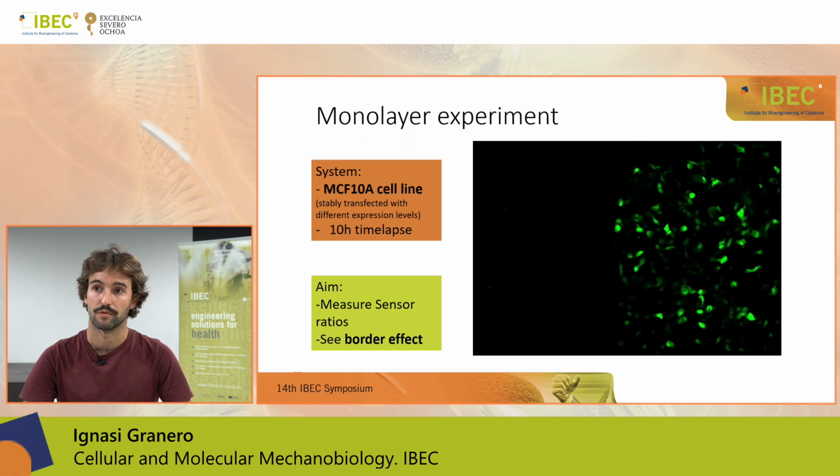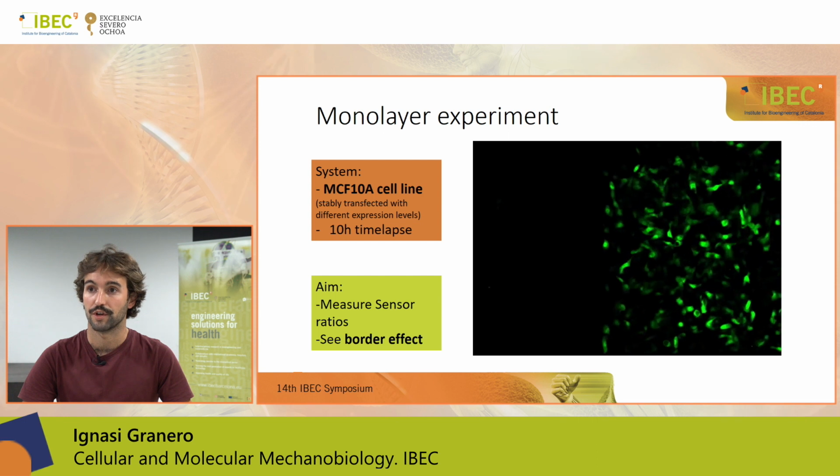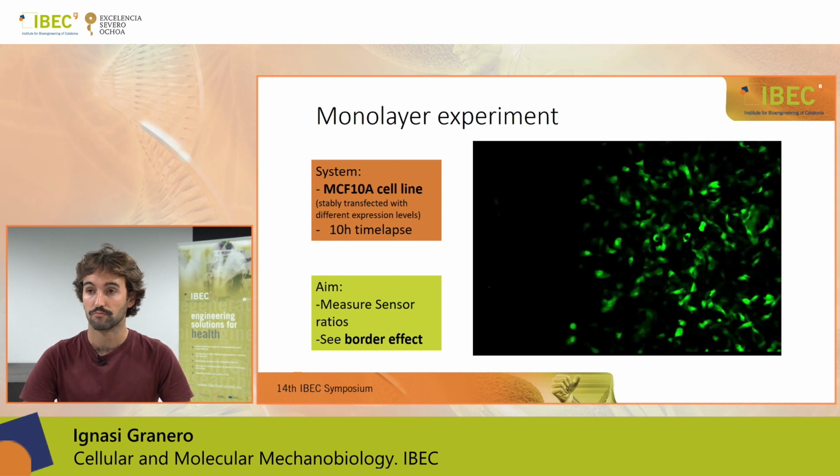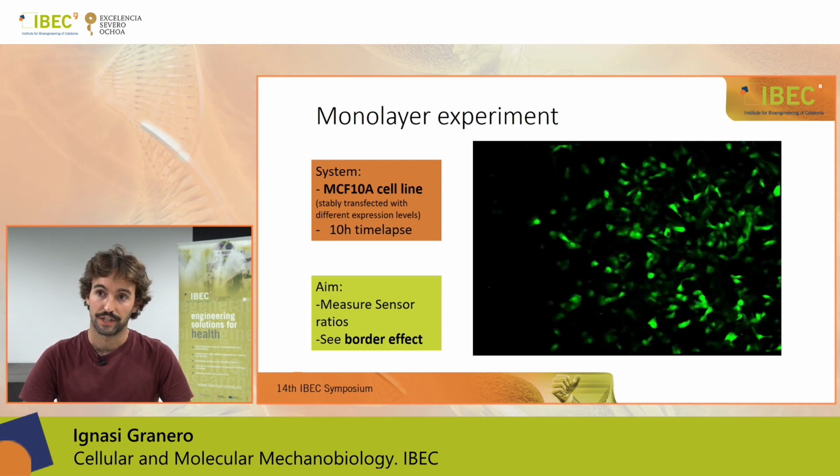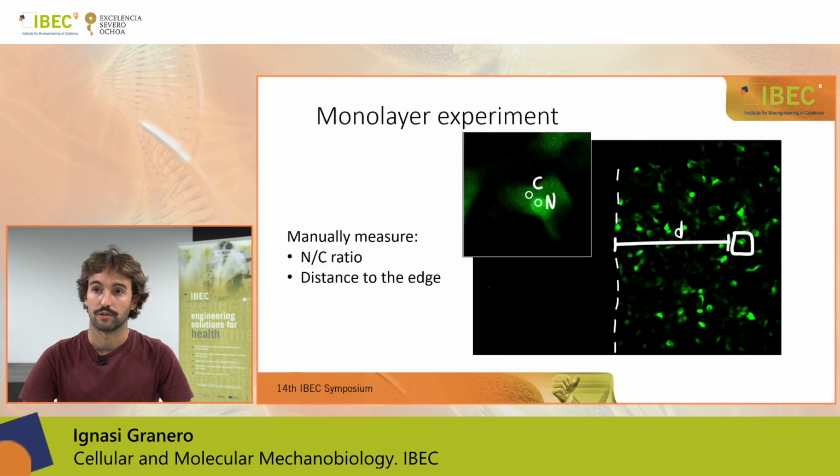For that, the first experiment we did was a monolayer experiment with an MCF10A cell line that stably expresses the sensor, but not all at the same level. So as you see here, there are cells everywhere, even if you don't see them. The aim was to measure the sensor ratios and see the border effect. So we measured the nuclear to cytoplasmic ratio of these cells and also the distance to the edge, to get the differences between the edge and the center of the monolayer.